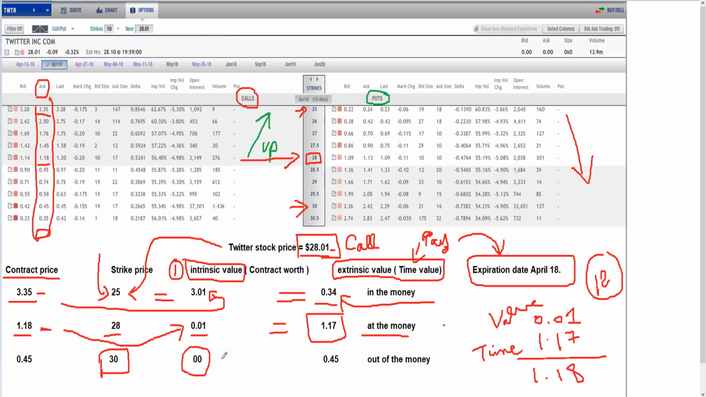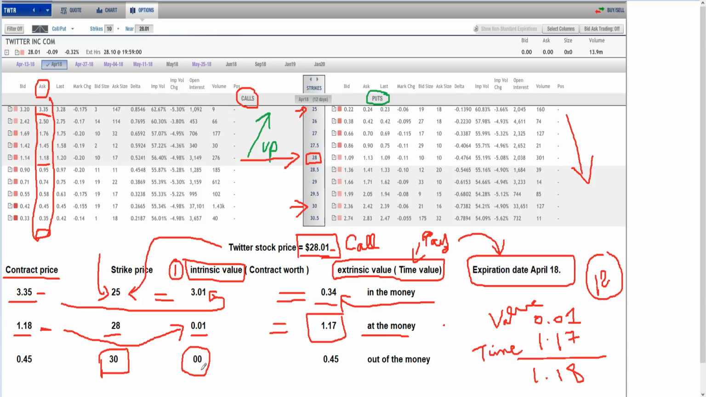It means it has no value at all, because the stock now is $28.01. And you try to think that the stock will go to $30 in the future. You are just betting for something in the future that might never happen. Maybe the stock now is 28, it goes to 27, 26, 20, 15, and you lose everything.